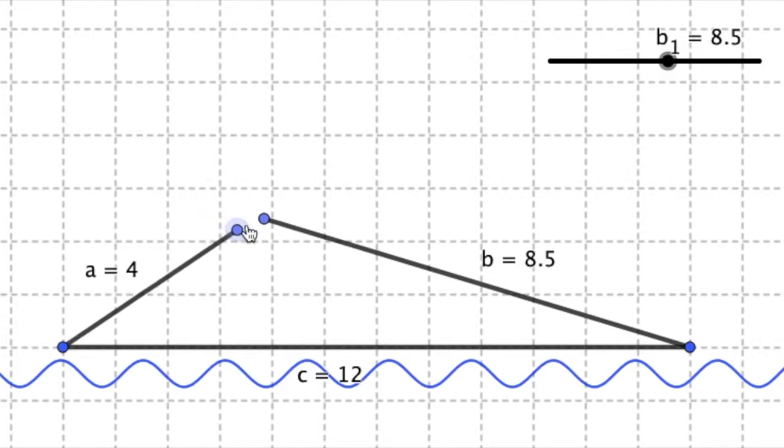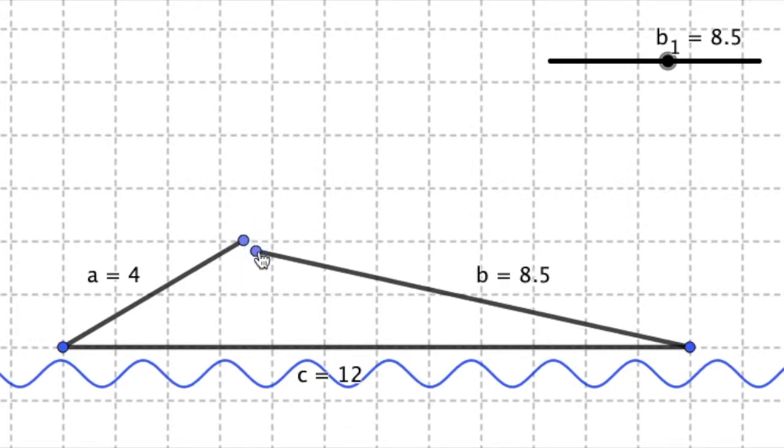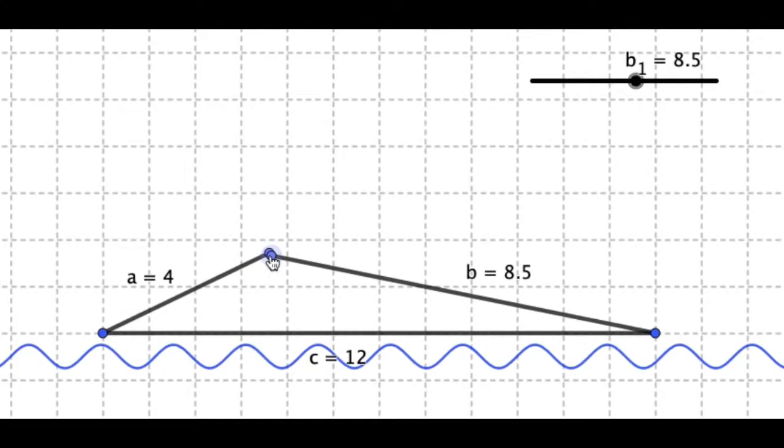So we're going to lengthen, you saw me move the slider there, just by a little bit, that side B, so that we have 4 and 8.5, which is now more than 12. And you can see we are able to form a triangle.